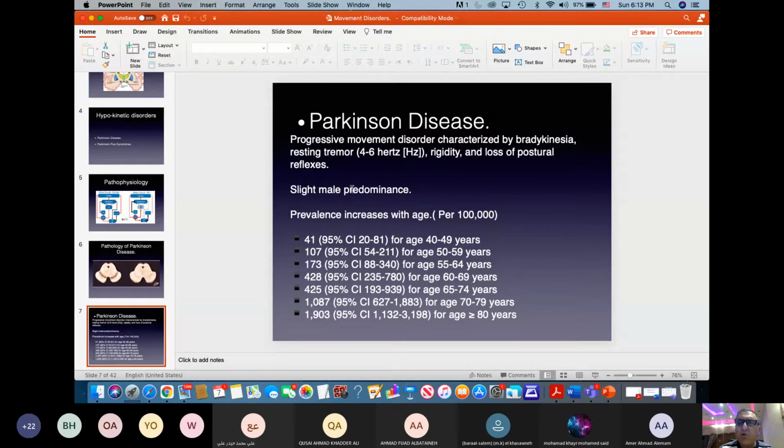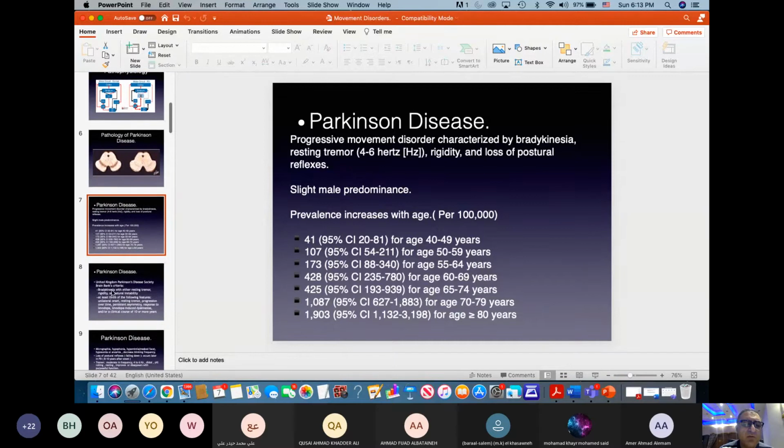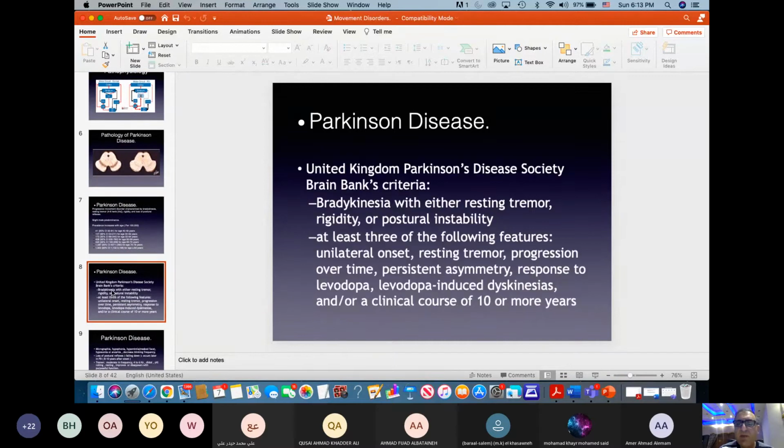Now, Parkinson's disease is more common in males, and the prevalence increases as we get older. If you look at this cohort, the age group 40 to 49, about 41 per 100,000. However, in the age group above 80, almost 2,000 per 100,000. So as we get older, the more likelihood that we will develop Parkinson's disease.